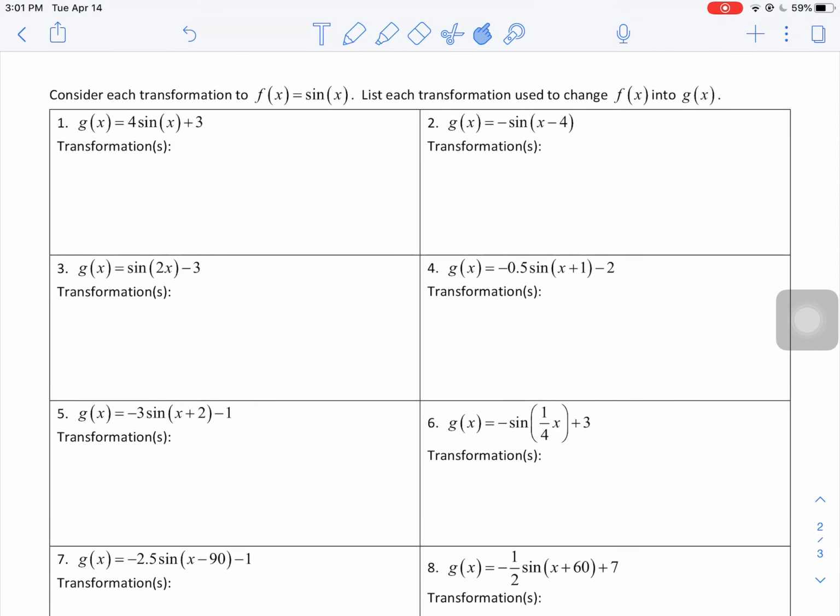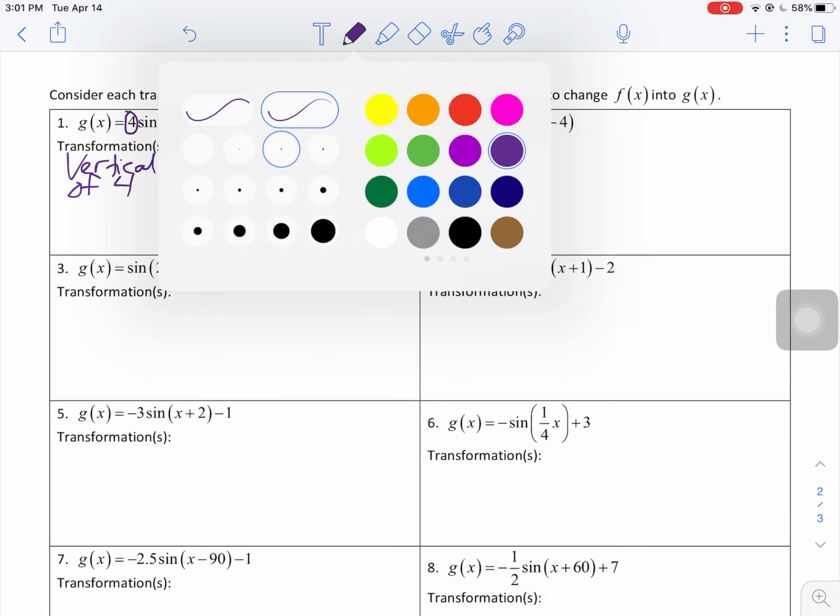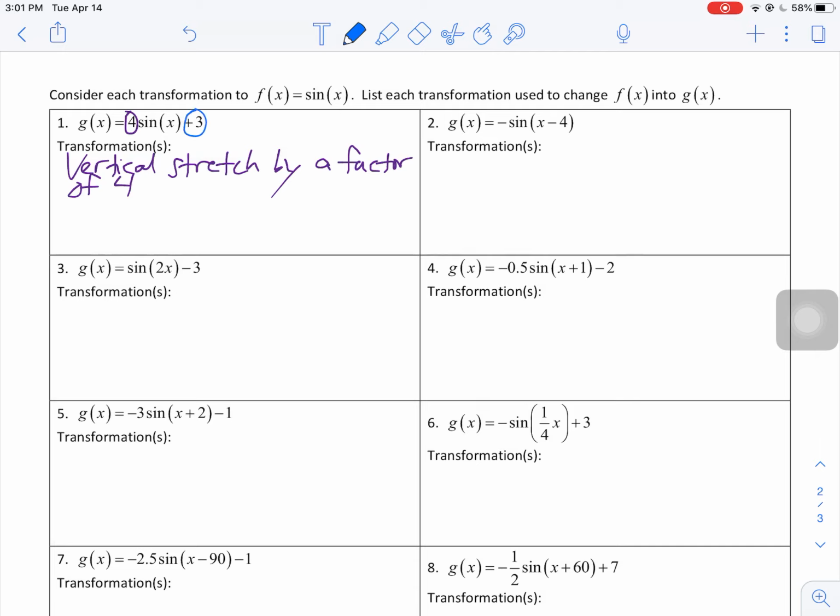Consider each transformation to f of x equals sine of x. List each transformation used to change f of x into g of x. So the 4 in the front here is your vertical stretch by a factor of 4. And then that plus 3 is not inside the parentheses, so that's a vertical translation up 3.